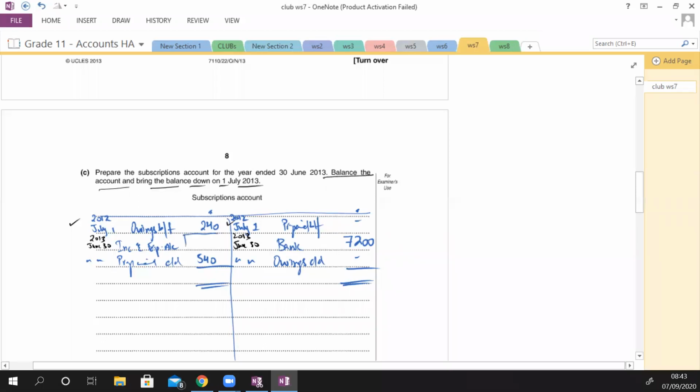So what is the value of subscription? Now, the question said bring down the balance on 1st of July. That means you have to bring this down. 2013, July 1st, prepaid brought forward, 540. If you don't bring this down, you lose a mark. Okay. Now we'll balance this off. Simple. Here is a missing value, here is 7,200, put the same 7,200 here, minus both of them, and we'll have the missing value, which is 6,620.